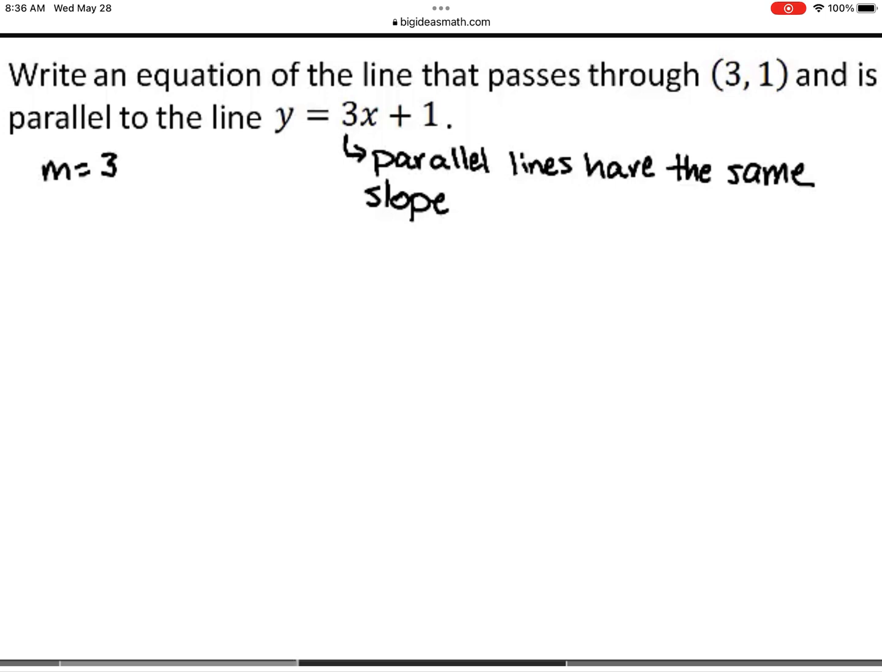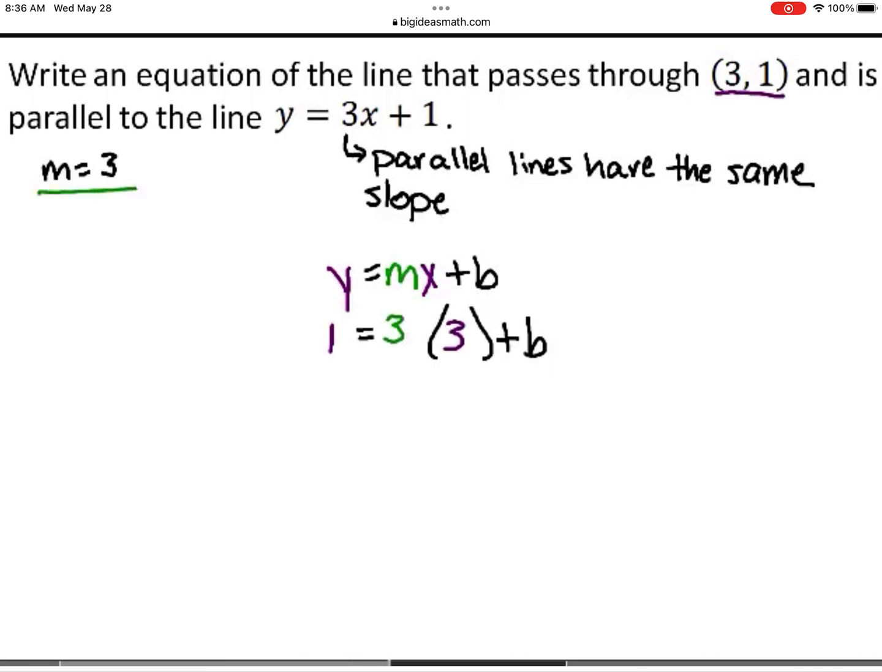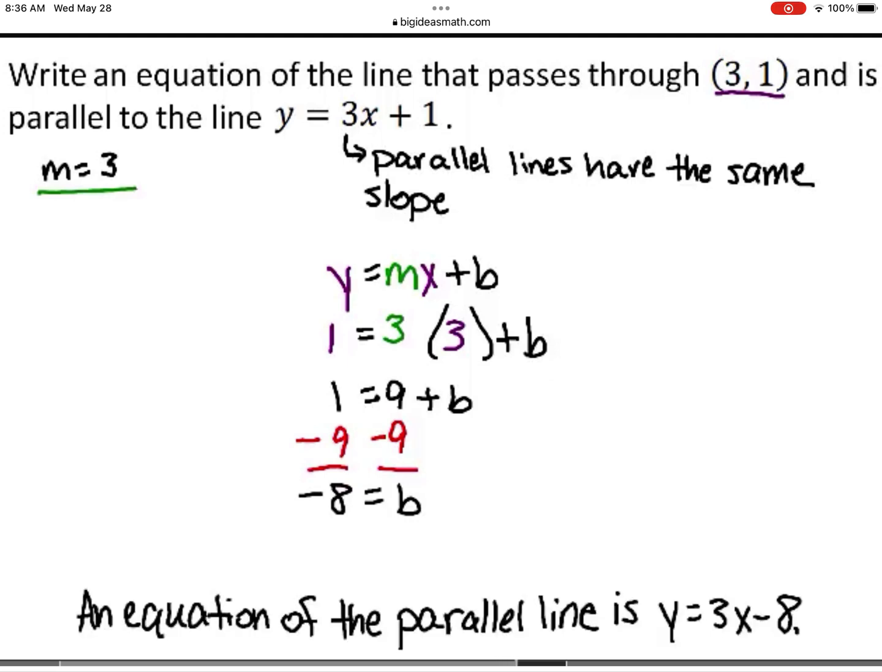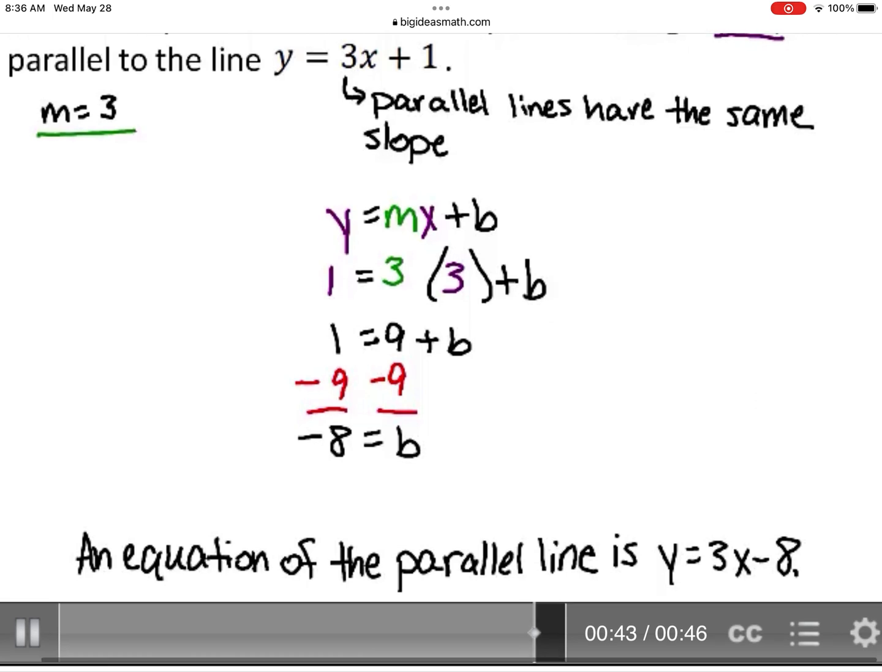Now use the slope-intercept form to find the y-intercept of the parallel line. Substituting 3 for m, 3 for x, and 1 for y, you get 1 equals 3 times 3 plus b. 3 times 3 is 9, so you have 1 equals 9 plus b. To solve for b, subtract 9 from each side, leaving you with -8 equals b. So an equation of the parallel line is y equals 3x minus 8.